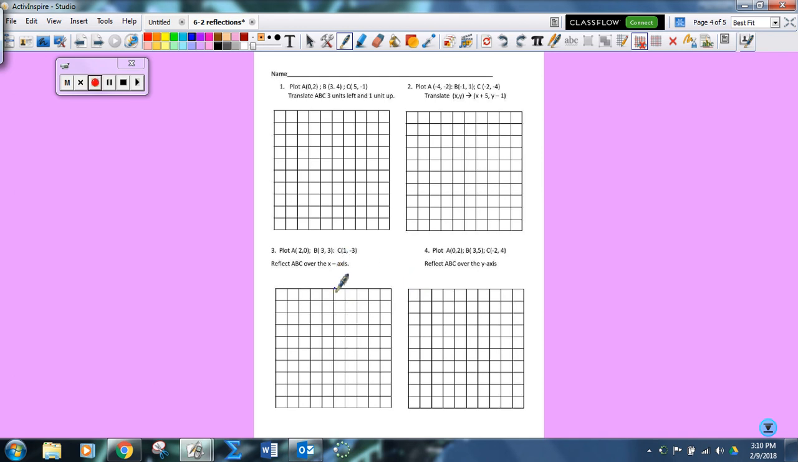So number 3. So I need to start by plotting that triangle. So I'm going to draw my axes. I strongly recommend you go by ones. It'll fit. 2, 0 is over 2 up none, so that's A. 3, 3 is over 3 up 3, so that's B. And 1, negative 3 is over 1 down 3.